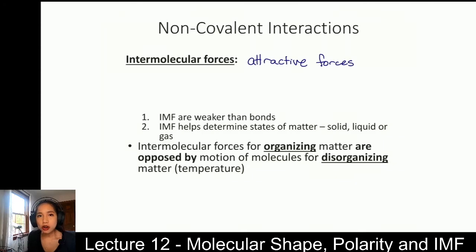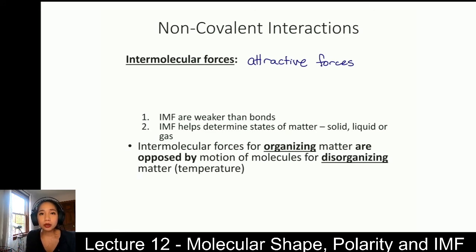So let's finish off lecture 12 by talking about how polar versus nonpolar molecules can interact with one another in a sample. This is what we call non-covalent interactions. These interactions aren't between atoms themselves, because it's bonds that hold together atoms to form molecules. We're talking about neighboring molecules.